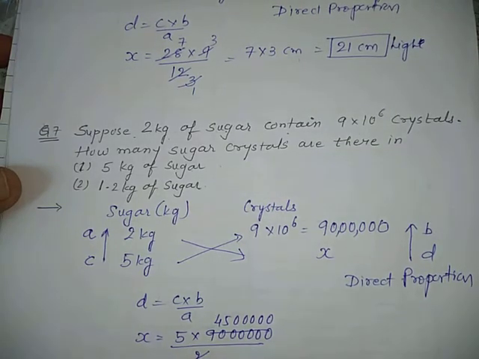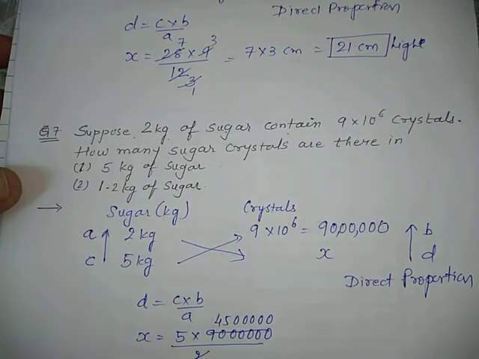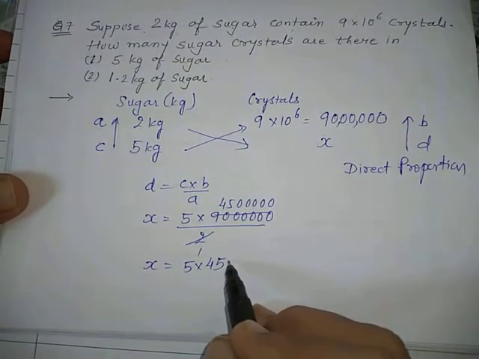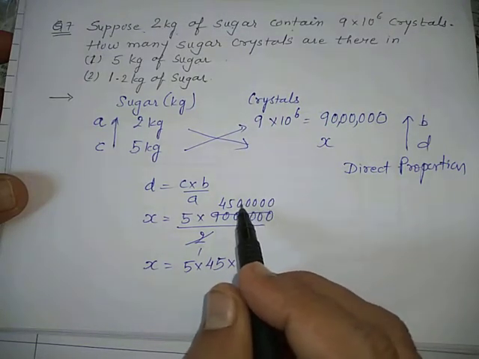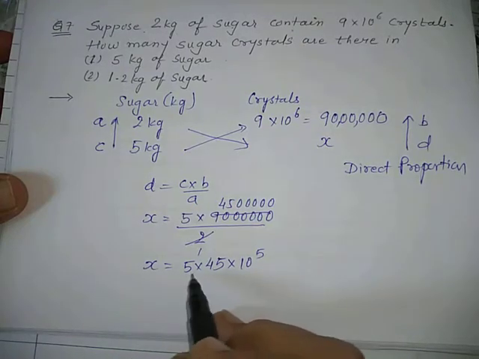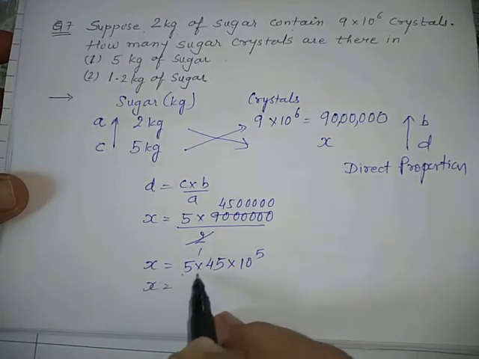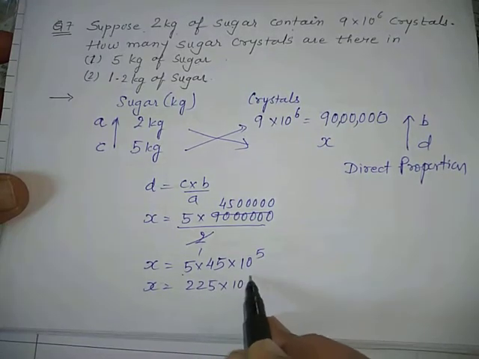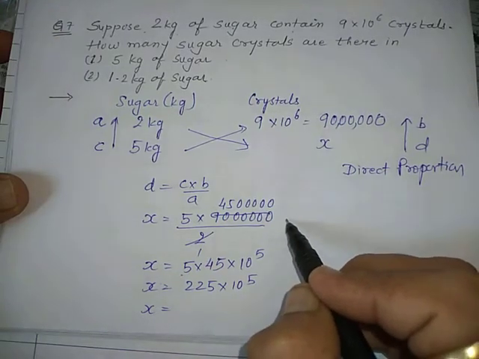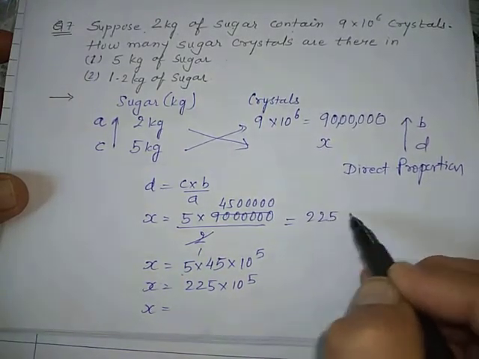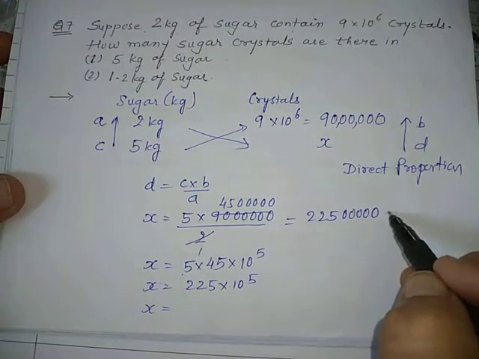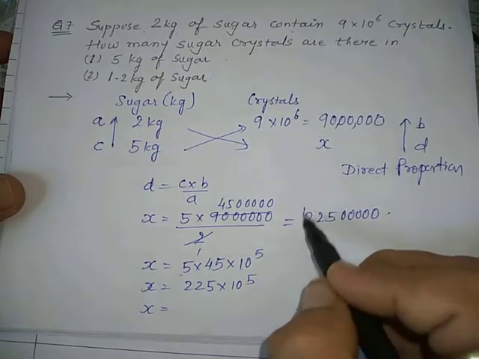Okay. So X is equal to 5 into 45 into how many zeros are there? 1, 2, 3, 4, 5, 10 raised to 5. Okay. So if we multiply, X is equal to 225 into 10 raised to 5. So we want to find it in the power form. Actually here we will get 2, 2, 5 and 1, 2, 3, 4, 5 zeros. But this we want to convert into power form.